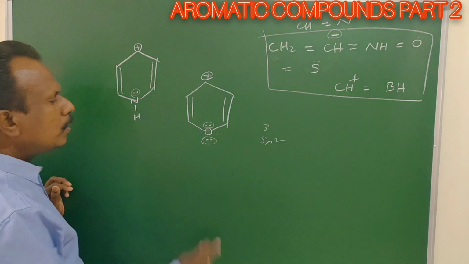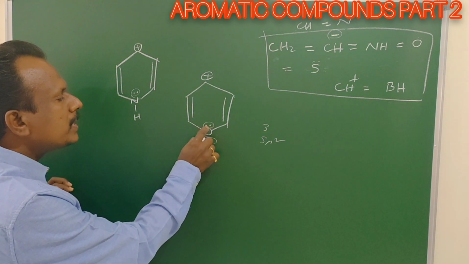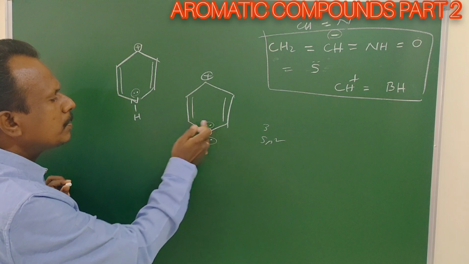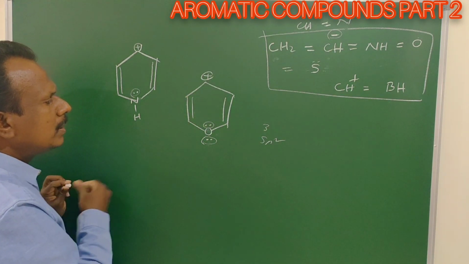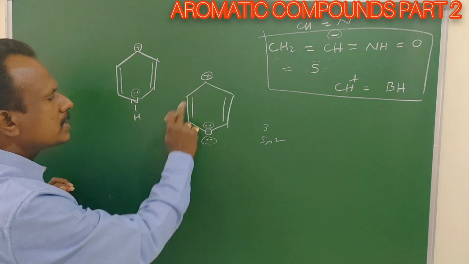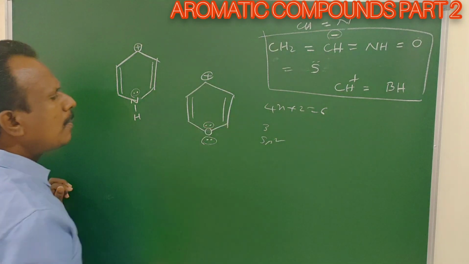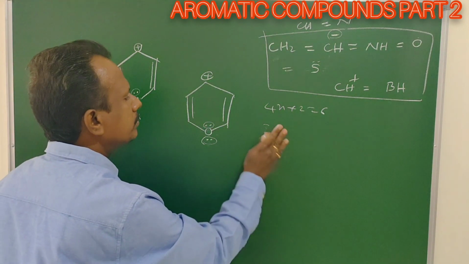By counting lone pairs and sigma pairs, you can determine the hybridization. A delocalized pair is not considered. So all are sp2 atoms. Delocalized electrons 6. According to Hückel's rule, 4n plus 2 is equal to 6, n is equal to 1. So aromatic. Next one.